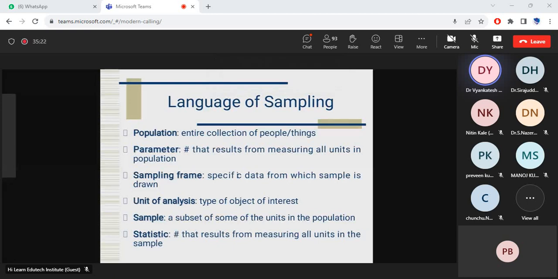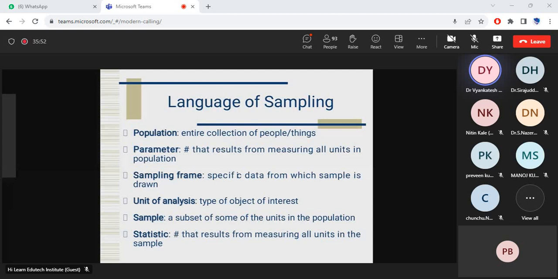If you are dealing with population data in the social sciences, then go for population data like geography, the entire collection of people. Or we can get the data from the census, or from the district gazette office. Then parameters are the results from measuring all units in a population.